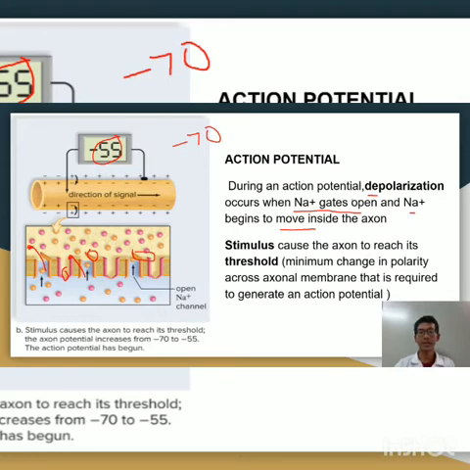So why does this happen? Because of a stimulus. The stimulus causes the axon to reach its threshold. So what is threshold? Threshold is the minimum change in polarity across the axonal membrane that is required to generate an action potential, which means the stimulus generates an action potential when the axon reaches its threshold.